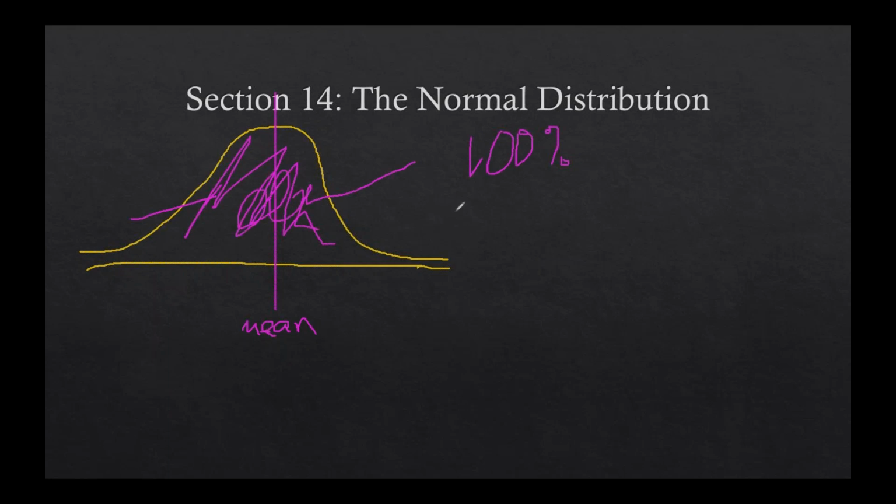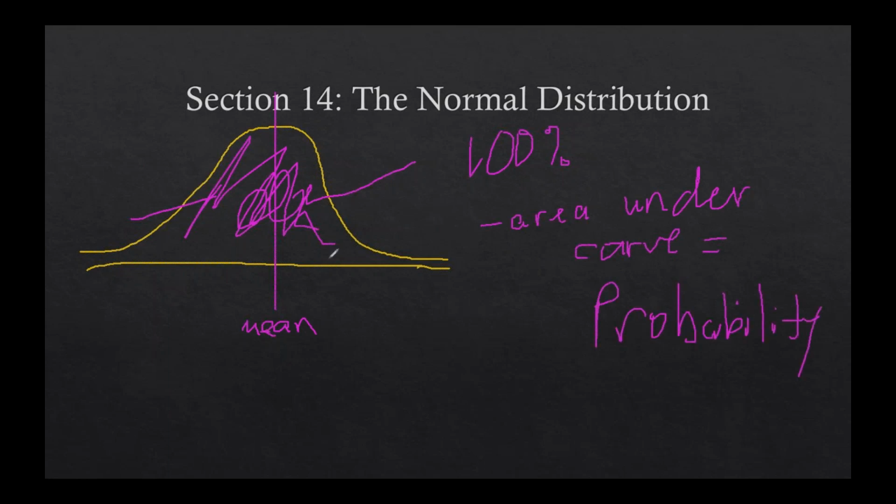So also this area underneath here, that 100%, we talk about the area under the curve. Man, I cannot write as fast as I can talk. Area under the curve is the same thing as probability. So we'll be able to take chunks of this and say if we know the certain percentage in this chunk, that percentage would represent a probability.